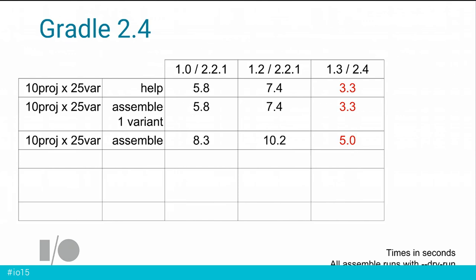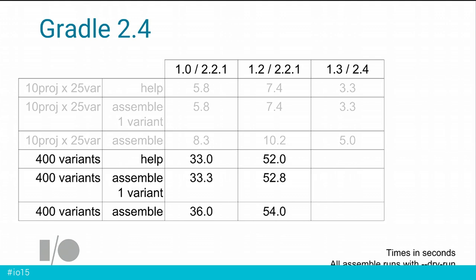Let's look at another example. This project here is a single module with 400 variants. Now, this is really a corner case. Not a lot of people will have 400 variants in their project, I hope. And clearly, when you look at the time, it's pretty bad, right? Definitely some scalability issue. So if we look at the result, that's even better.